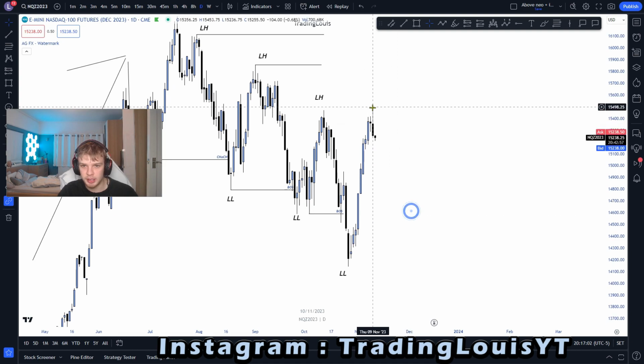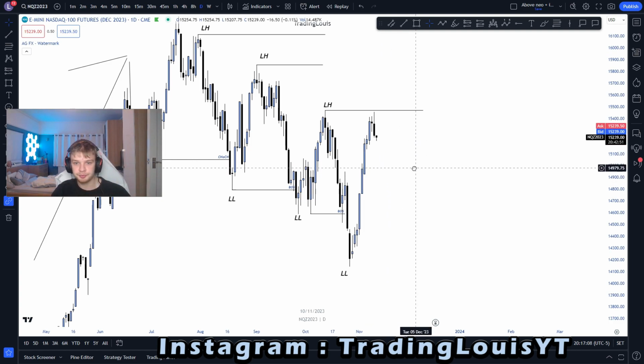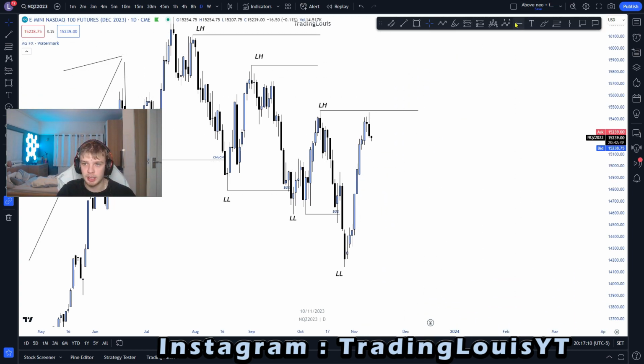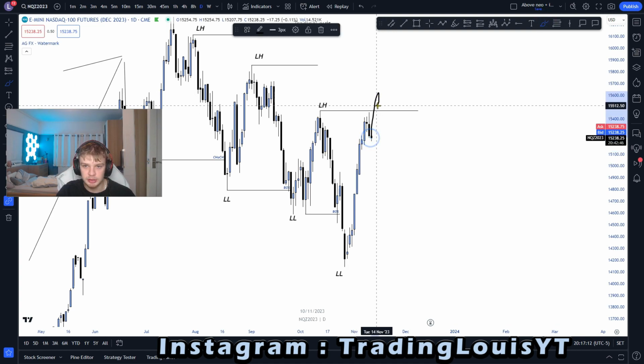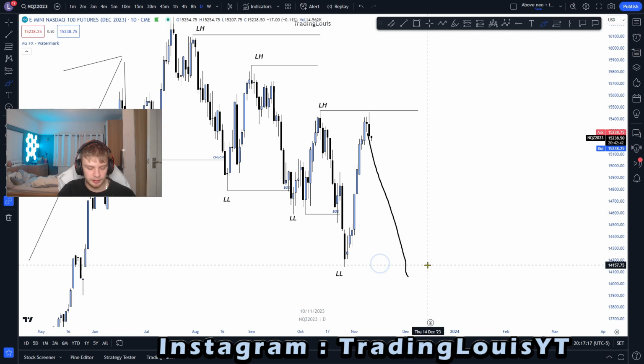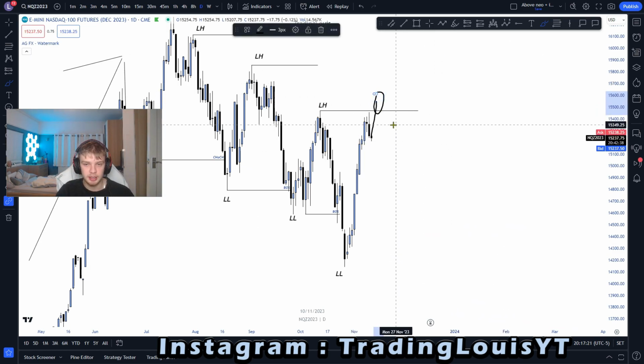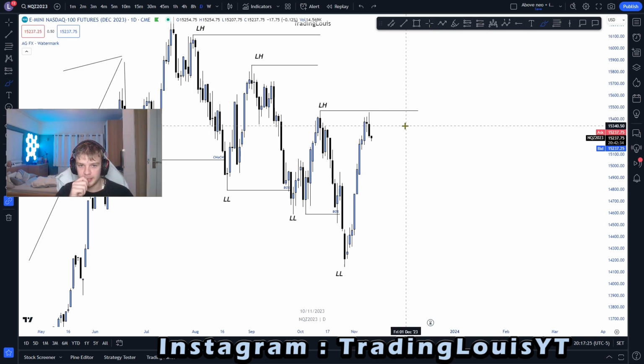Now, as you can see right now, price is coming up very close to this lower high here, but it has not actually taken it yet. So let's say if price comes up and closes below, so instead of price retracing back down and carrying on with this downtrend, if price comes up and gets a candle close here, then this would be a change of character. I hope that makes sense.